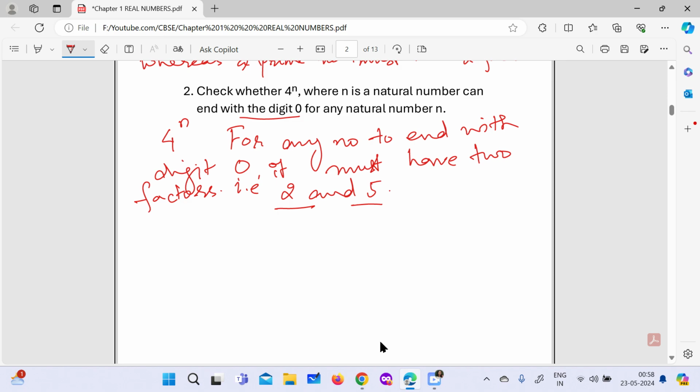Okay, now let's check what it shows us. 4 to the power of n can be factorized as: 4 is nothing but 2 times 2, and this whole is raised to the power of n. Now I will write it as 2 squared, whole to the power of n, which will be nothing but 2 to the power of 2n.